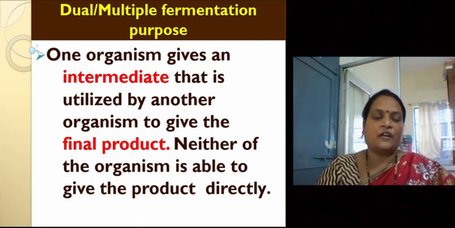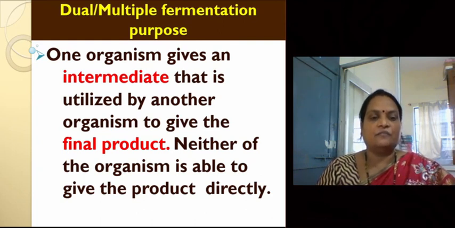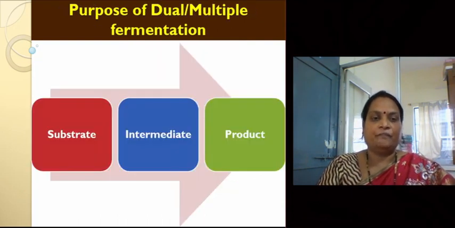We use one organism to convert A into B and another organism to convert B into C. Neither of the two organisms is able to give the product directly. It means we are using two organisms, but no one organism can convert A directly to C. So A should be converted first to B and then B to C, and for these two steps we are using two different organisms.